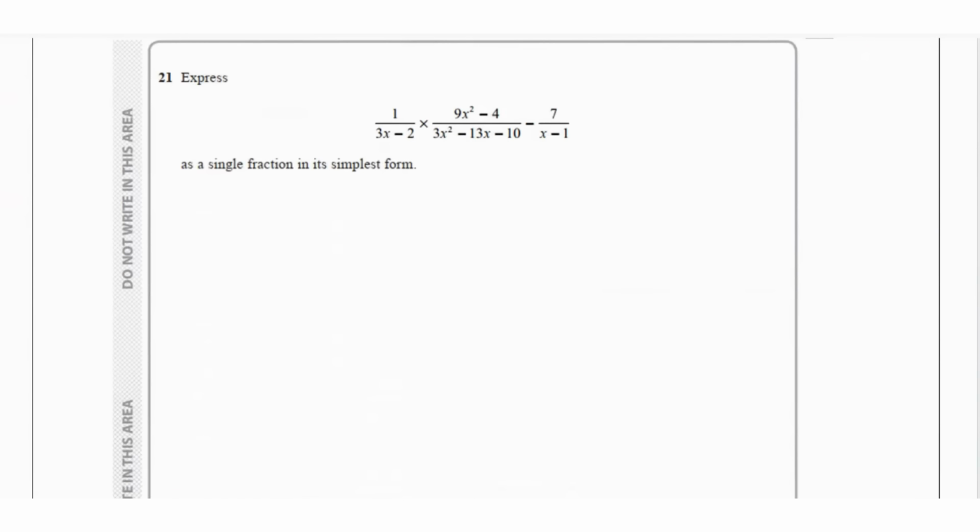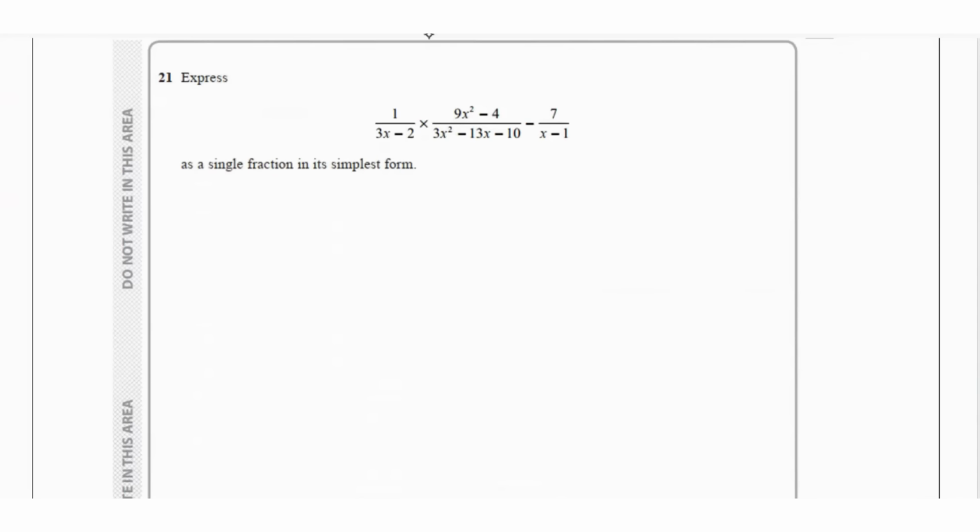Then I heard that in paper 1, they didn't give a question for algebraic fractions, like a difficult one. So there's a chance it's going to come in paper 2. So we have 1 over 3x minus 2 times 9x squared minus 4 over 3x squared minus 13x minus 10, minus 7 over x minus 1. We have to write this as a single fraction.